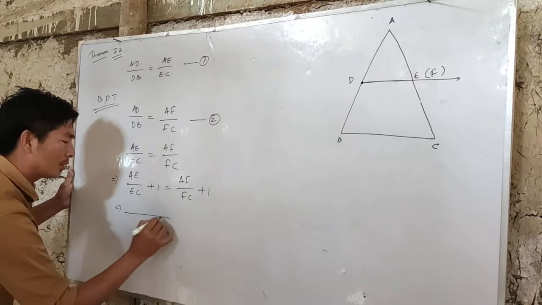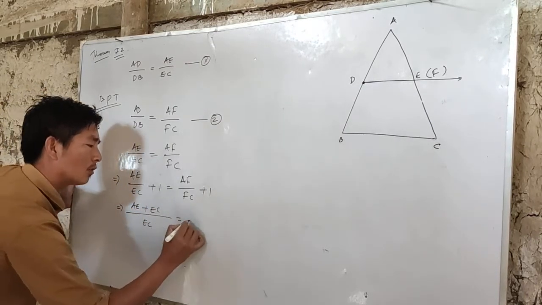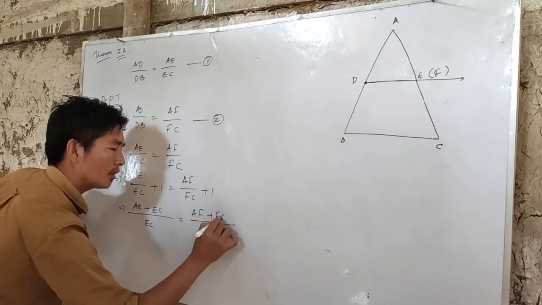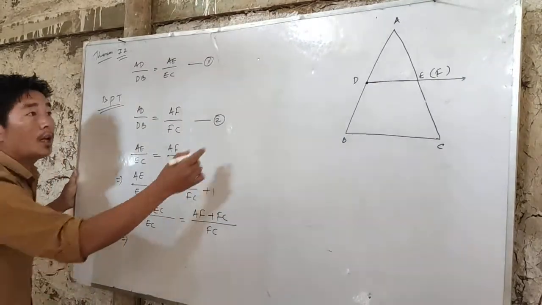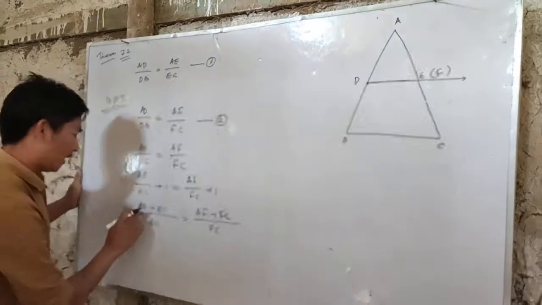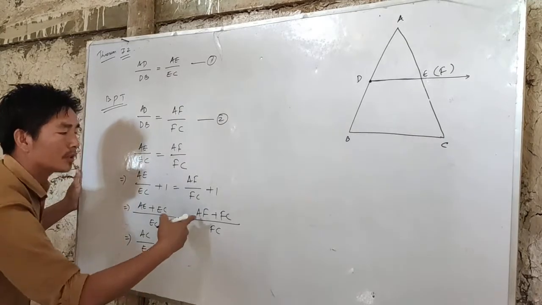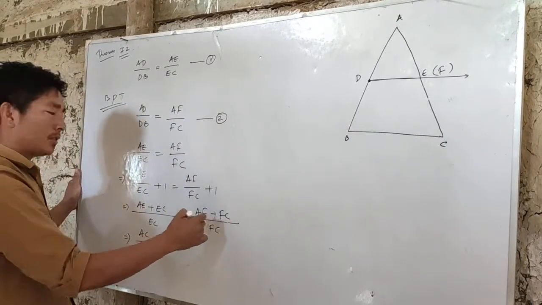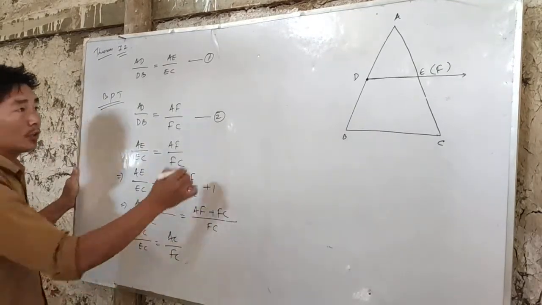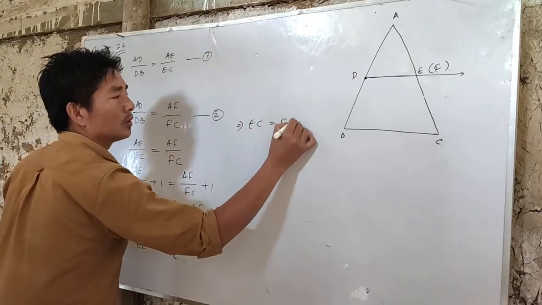We take the LCM, so that is (AE plus EC) divided by EC is equal to (AF plus FC) divided by FC. AE plus EC is nothing but AC, so the left hand side is AC divided by EC. Same thing on the right hand side: AF plus FC is nothing but AC divided by FC. Since AC and AC are equal, the denominators have to be equal. That is, EC is equal to FC.